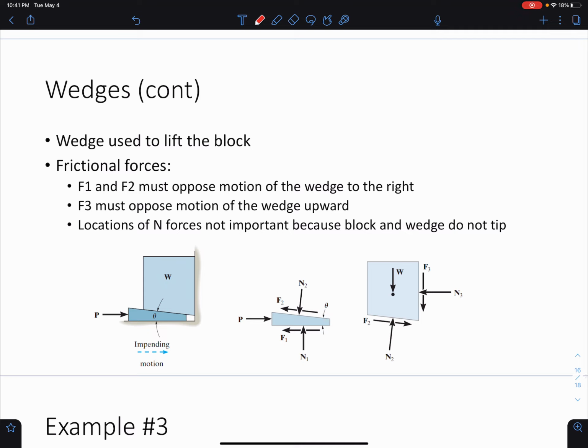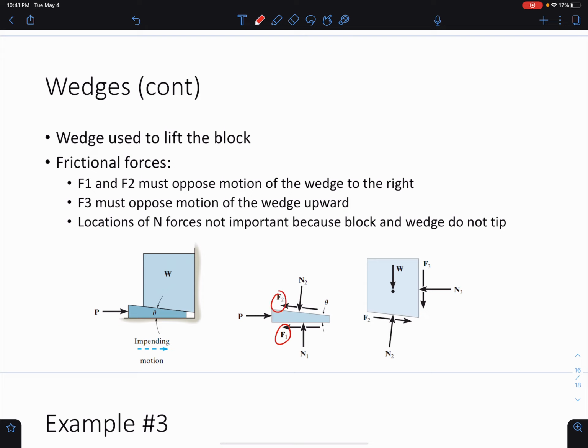Okay, we can use wedges to lift blocks, and the way that that works is actually through frictional forces. So we have our frictional forces here, F1 and F2 shown, and they have to oppose the motion of the wedge to the right. And then we also have F3, which has to oppose the motion of the wedge upward.